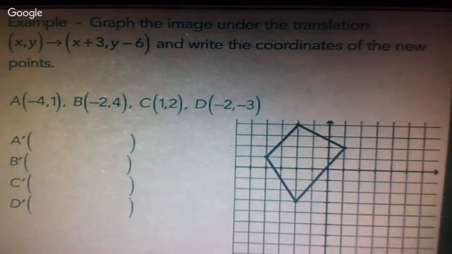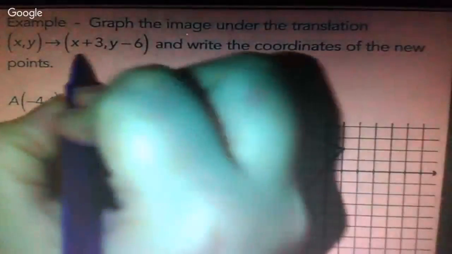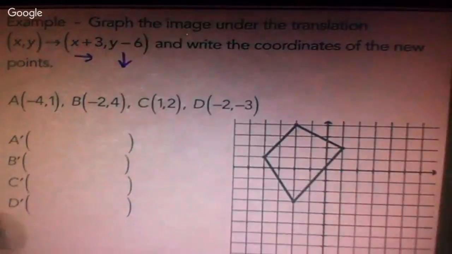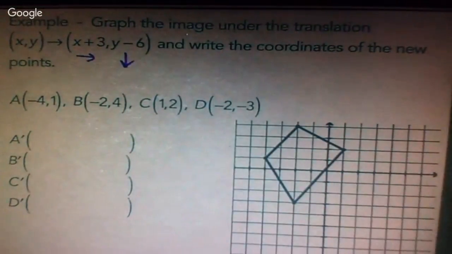So, for example, this is probably the easiest one to do without actually graphing to get your new points. Please stop talking. Thank you. So my rule here is X plus 3. So what direction is that moving? X plus 3. To the right. So we're going to the right. And Y minus 6. We're going down. So my figure's going to the right by 3 and down by 6.